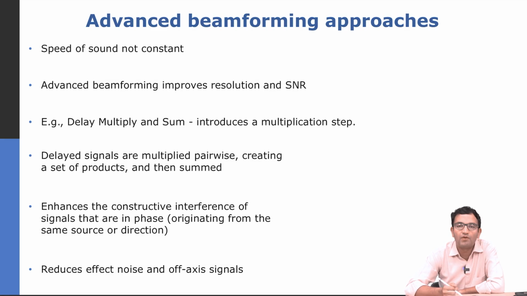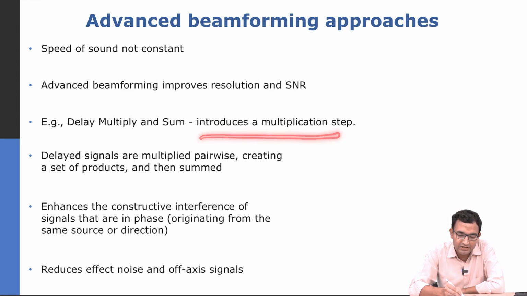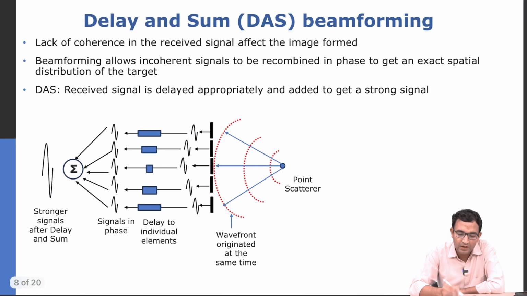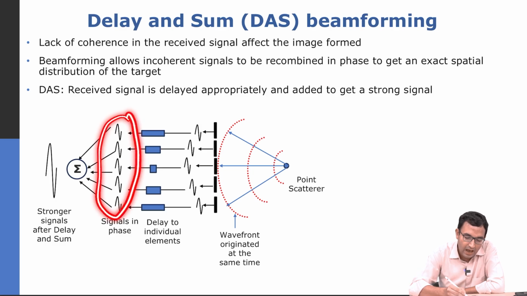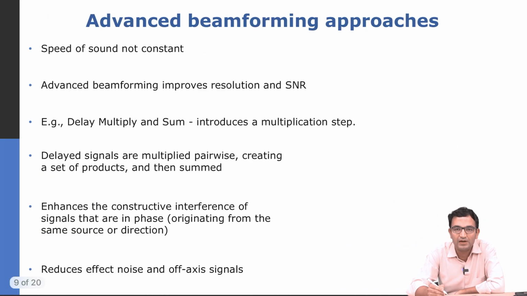So that is where some advanced beamforming approaches have been proposed, which give you better resolution and better SNR than delay and sum beamforming. One of them is delay, multiply and sum beamforming, in which a multiplication step is introduced before you combine the signal. I will go back to this one. Let's say instead of summing all these signals like this, I am going to create pairwise multiplications. I am going to multiply these two, these two, these two. Like this, I create pairwise multiplications, and then I sum.